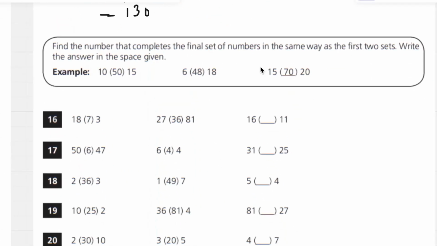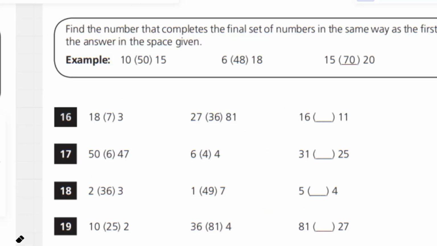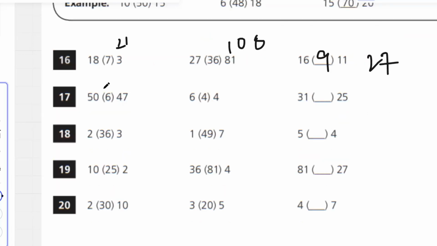Question number 16, we have to find the relationship. So for question 16, we have to add these together, which gives us 21, then divided by 3 to give us 7. 27 add 81 is going to give us 108, divide by 3 to give us 36, and 16 add 11 is going to be 27, divide that by 3 to give us 9. For this one, we're going to subtract 47 from 50, then double that number. Subtract gives us 2, double it. Subtract gives us 6, we're going to double it to get 12.